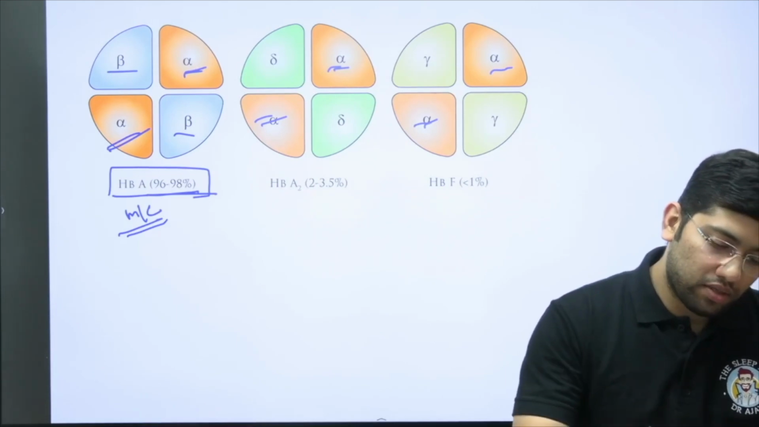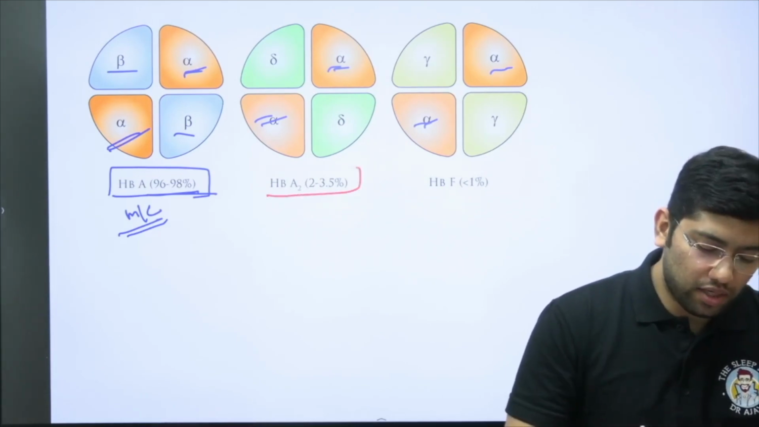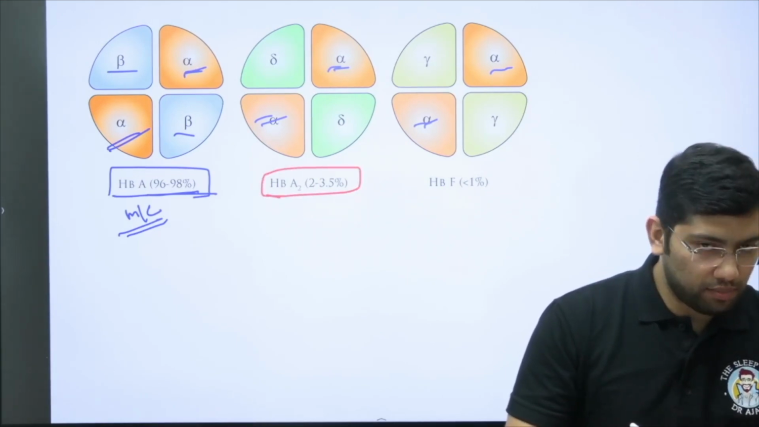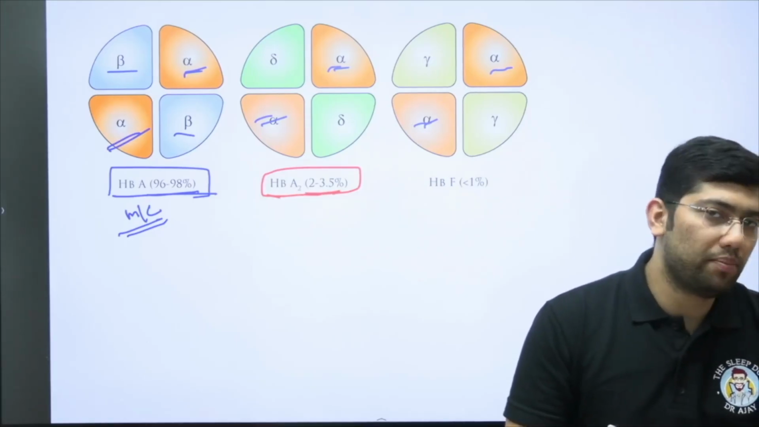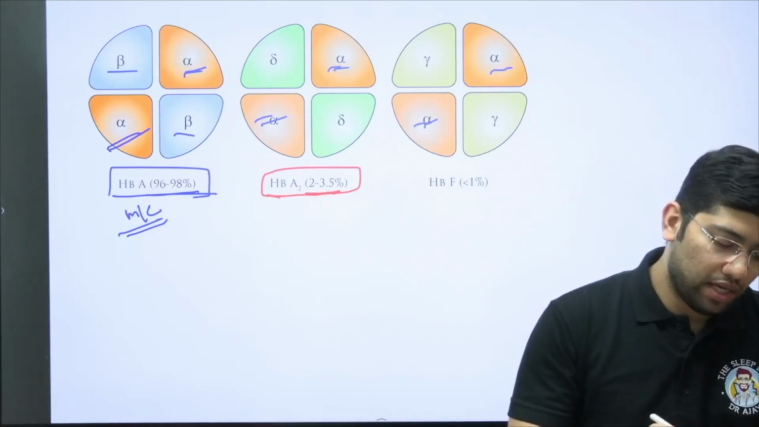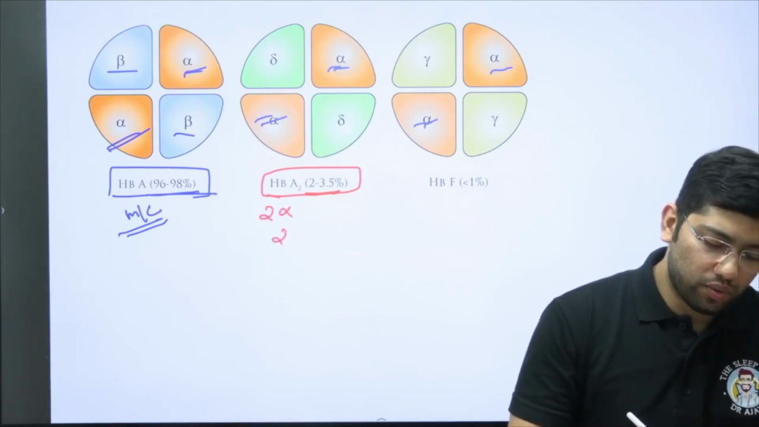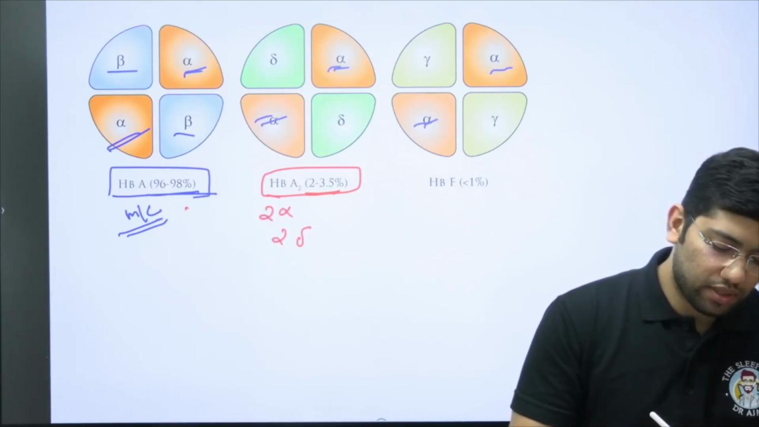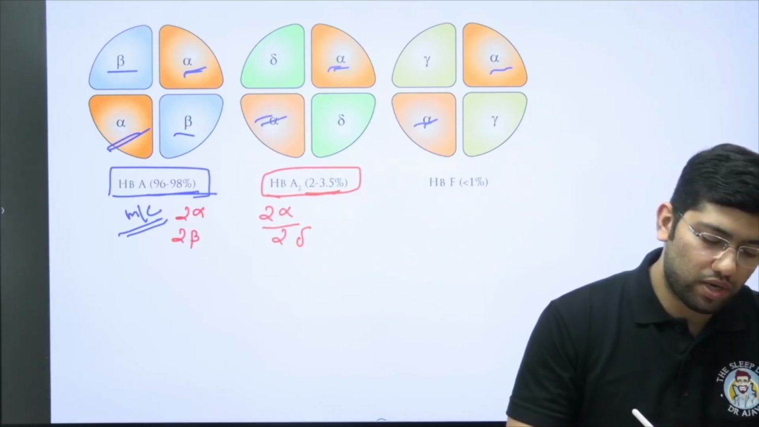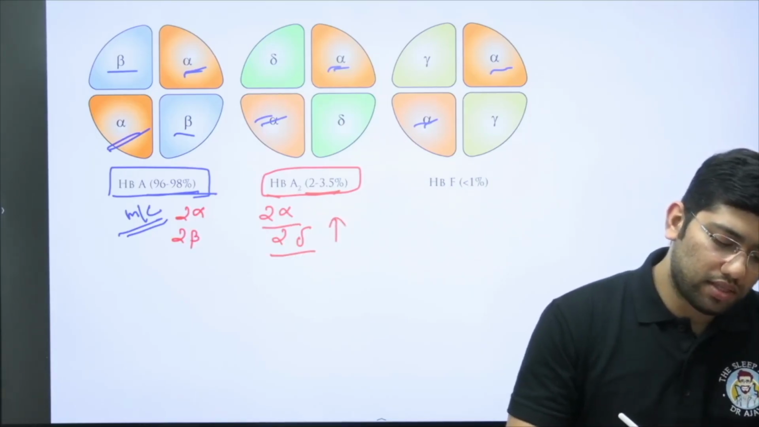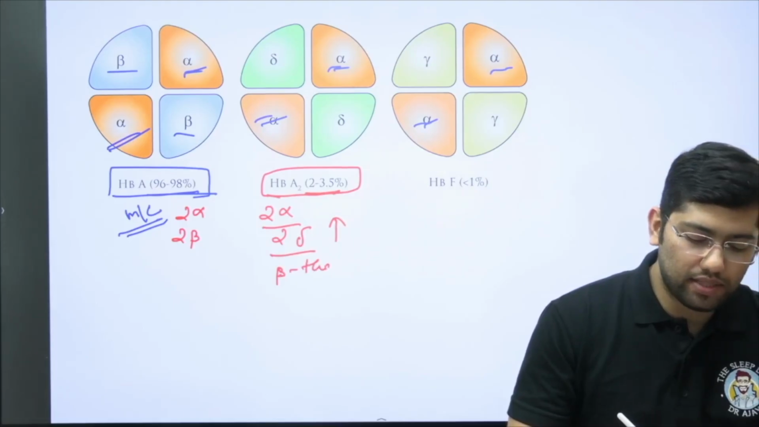Coming to the next one, that is HbA2. This is also an adult hemoglobin. It constitutes around 2 to 3.5% of the population. Here we have 2 alpha and 2 delta. Here it was 2 alpha, 2 beta in HbA. HbA2 is 2 alpha, 2 delta. This is increased in beta thalassemia cases.